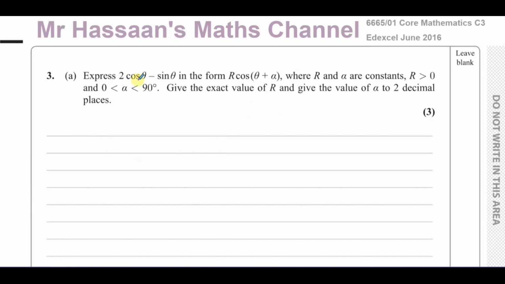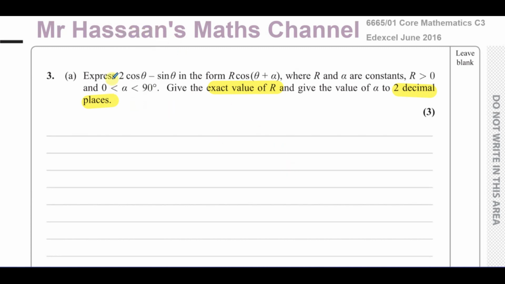It says express 2 cosine theta minus sine theta in the form r cosine of theta plus alpha, where r and alpha are constants, r is greater than 0, and alpha is an acute angle between 0 and 90 degrees. Give the exact value of r, so they want r in its exact form, and give the value of alpha to 2 decimal places. Keep that in mind.